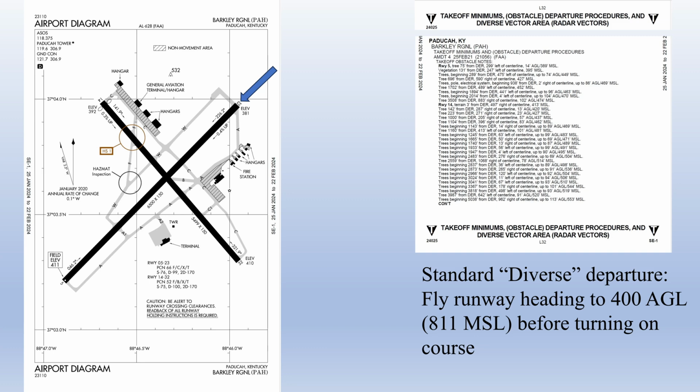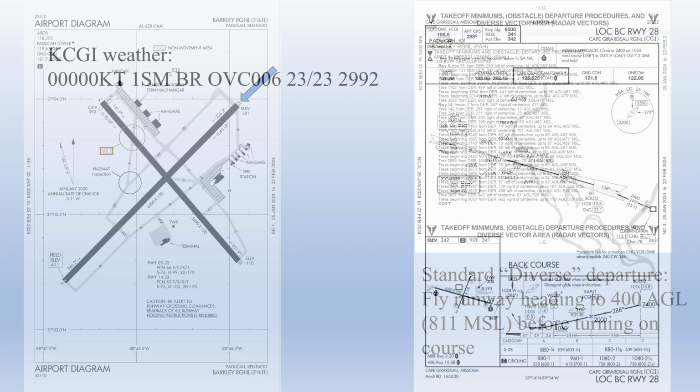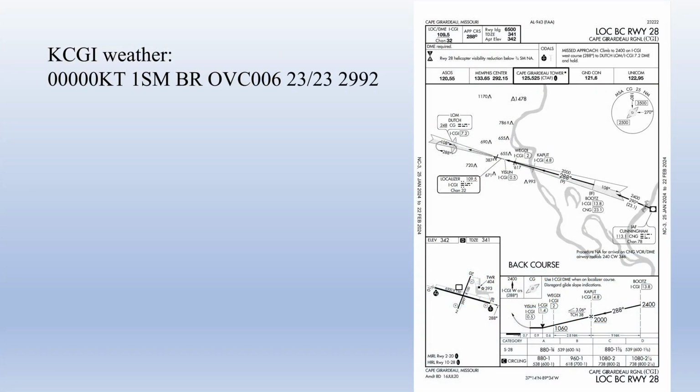We'll assume that the weather at Paducah is good enough for us to get back in on one of the approaches there and that we feel comfortable departing. The current weather at Cape Girardeau is calm winds, 1 statute mile visibility in mist, ceiling overcast 600, temperature 23, dew point 23, and altimeter 2992, with it forecast to remain the same for the next few hours. We'll assume that we filed an alternate for the flight and that it is a legal alternate.